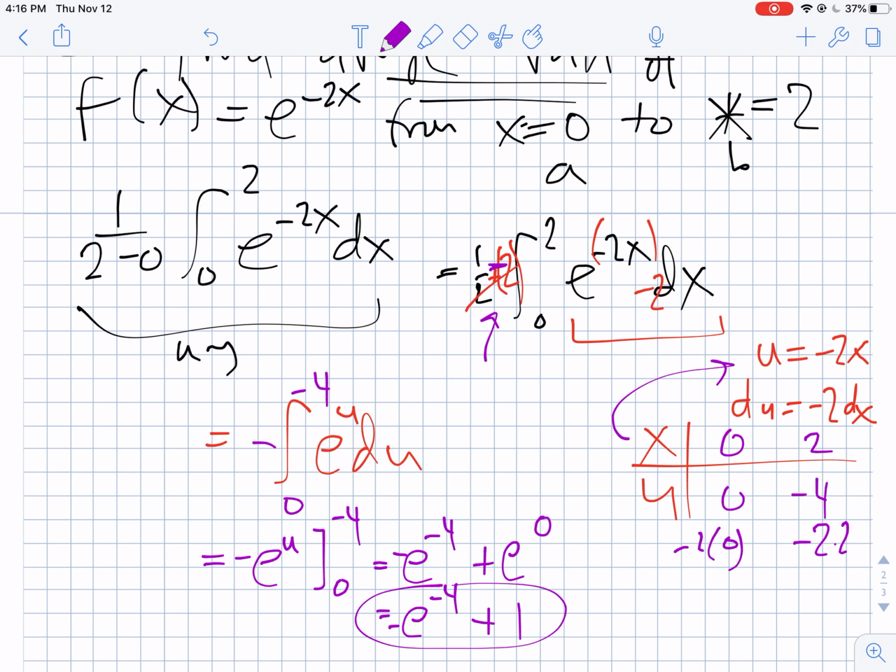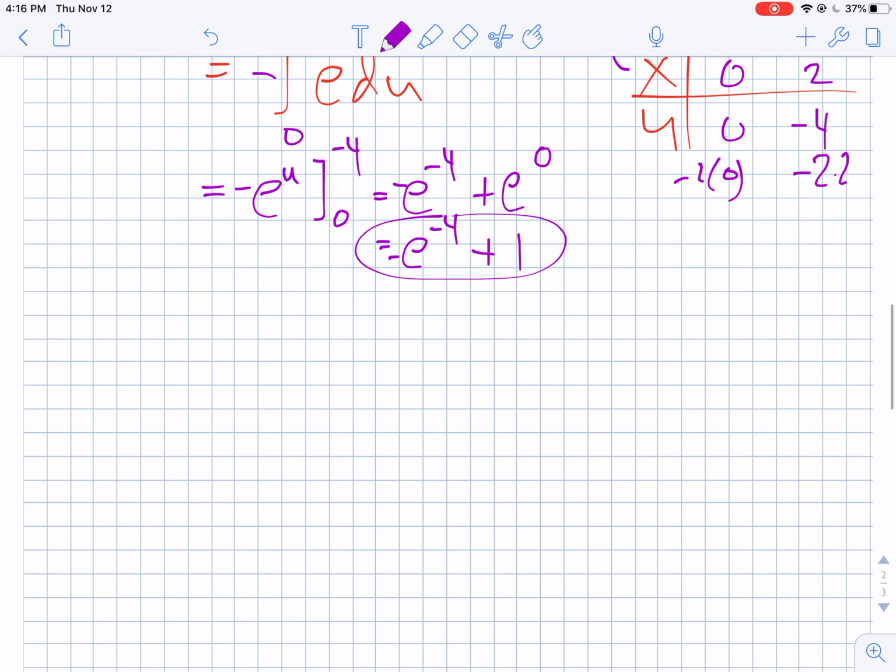Okay, so that was an average value problem where you had to do u sub. I'm going to give you guys a chance to practice right now. So what I'm going to do is write 3 problems down. After I write them down, I want you to pause the video and then solve each of these 3 in your notes like you would in class. And then we'll talk about them afterwards in just a sec.